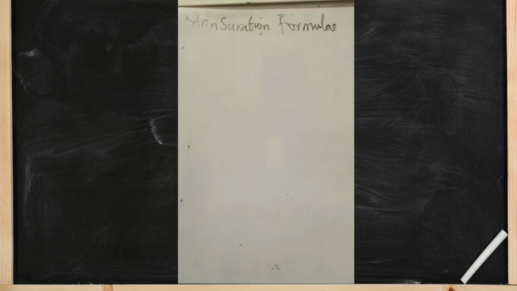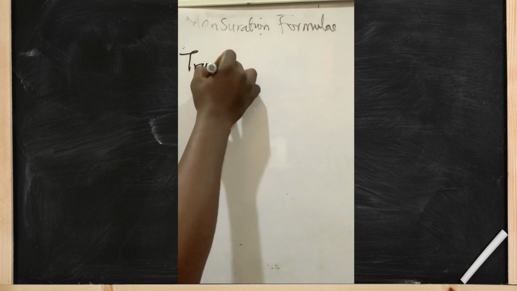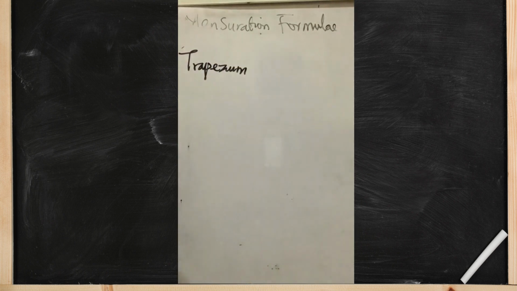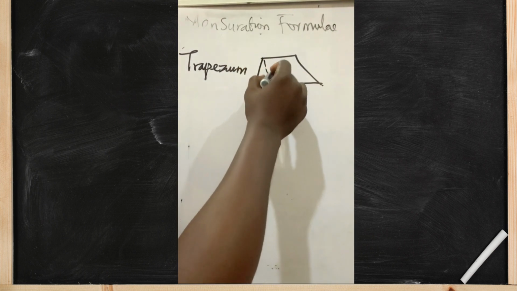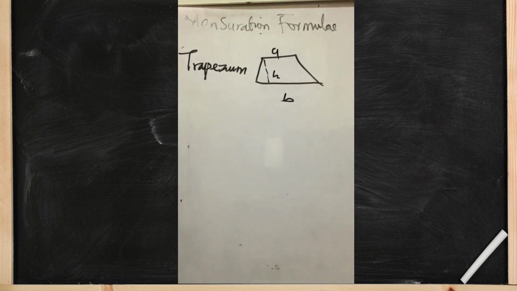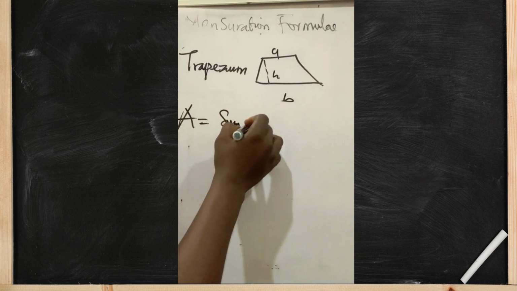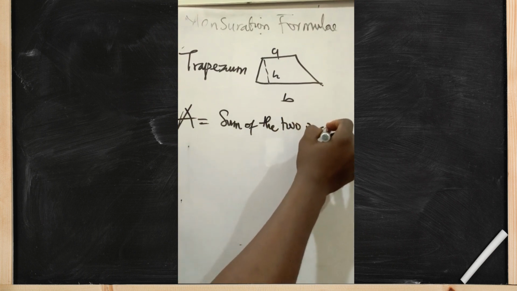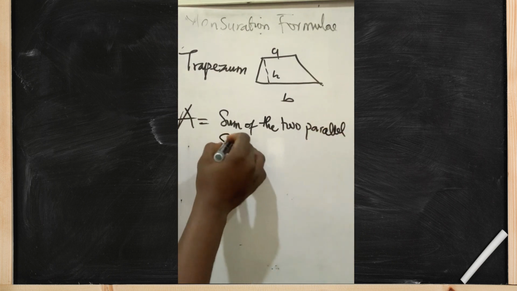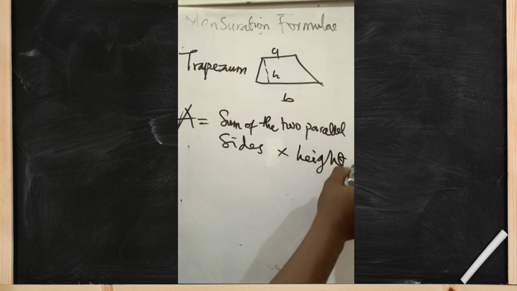Moving forward, we've spoken about the parallelogram and every other shape. It remains the trapezium. Now, when you consider a trapezium, you have something of this nature, and this is the height, this is a, this is b. Now, the area of a trapezium is the sum of the two parallel sides times height divided by 2.